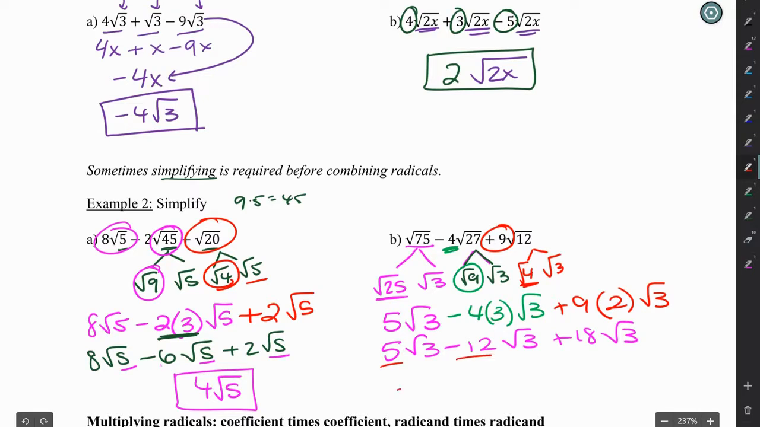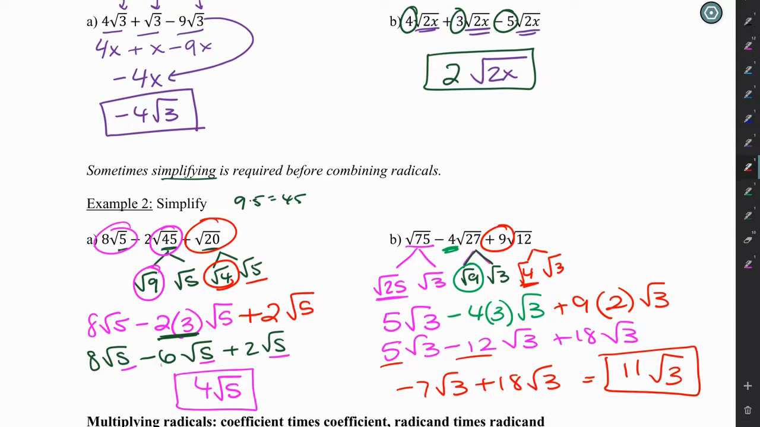5 minus 12 would be negative 7 root 3 plus 18 root 3. I can keep the root 3 because that's not going to change. Negative 7 plus 18 would be 11. So our answer is 11 root 3.